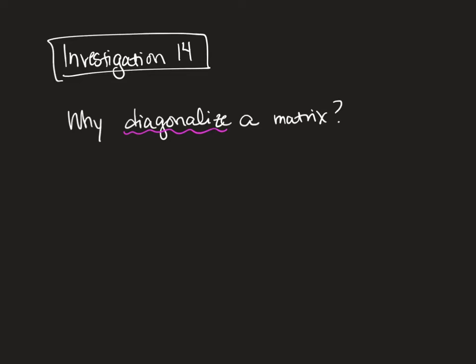Okay, so picking up from yesterday, we started with investigation 14, and our goal is to diagonalize a matrix. A good reason for why I'd want to do this is just saying why. And here's why. Let's say you've got some matrix A, and it's a 3 by 3. Doesn't matter what your terms are.